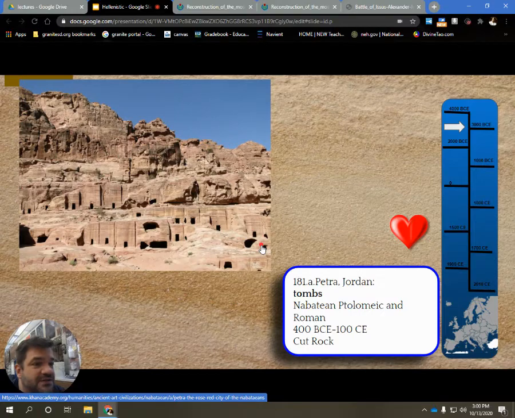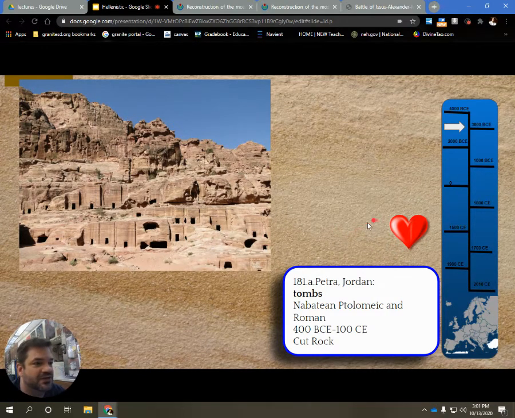So here we've got the tombs. I mean, they want us to see that they are these rock-cut sections to the city that they channel into the living rock and build the city right there in the mountain face, which is really, really remarkable.